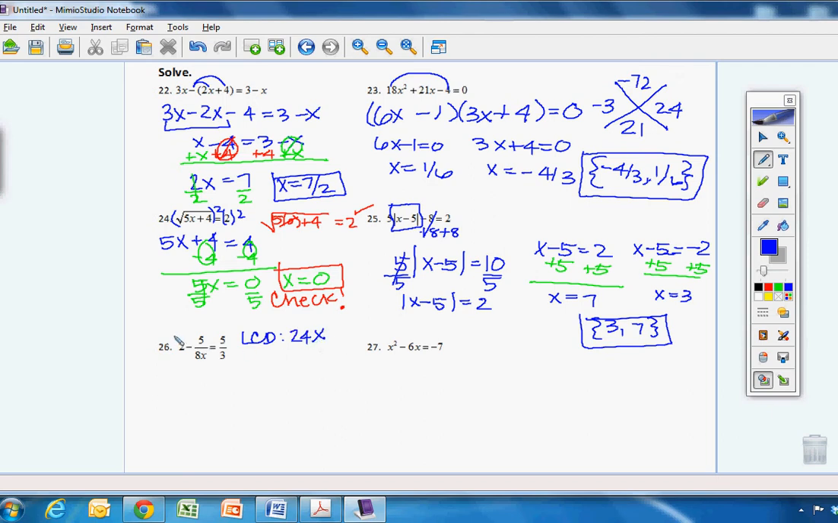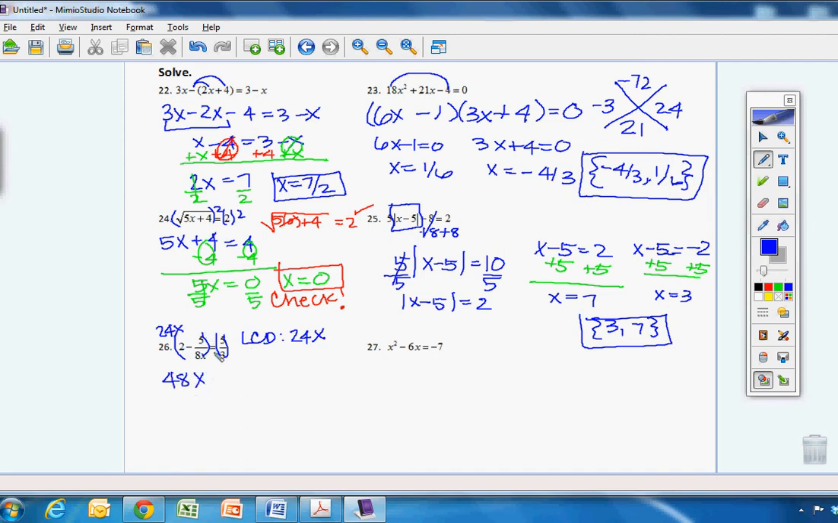So I want to multiply every single term by 24x. Another way to think about it would be make sure the denominator is 24x. So if I'm looking at 2, that is my first term. Technically it's 2 over 1. The denominator is just a 1, and it has to turn into 24x. Therefore, I need to multiply this entire 2 by 24x. So I have 48x.